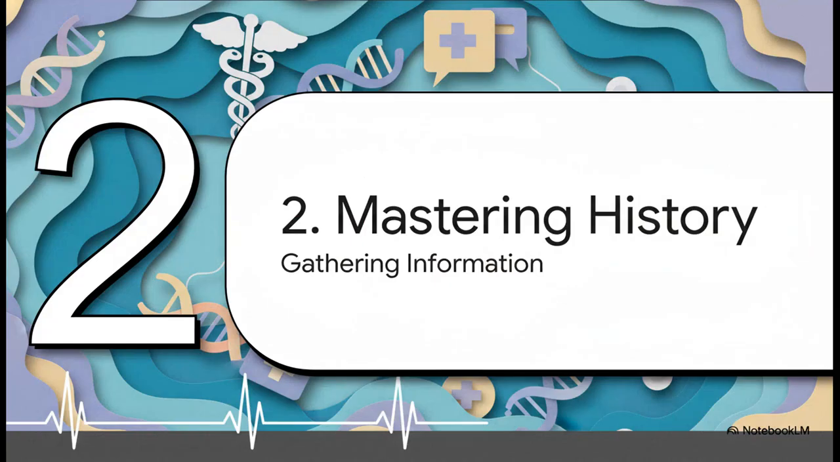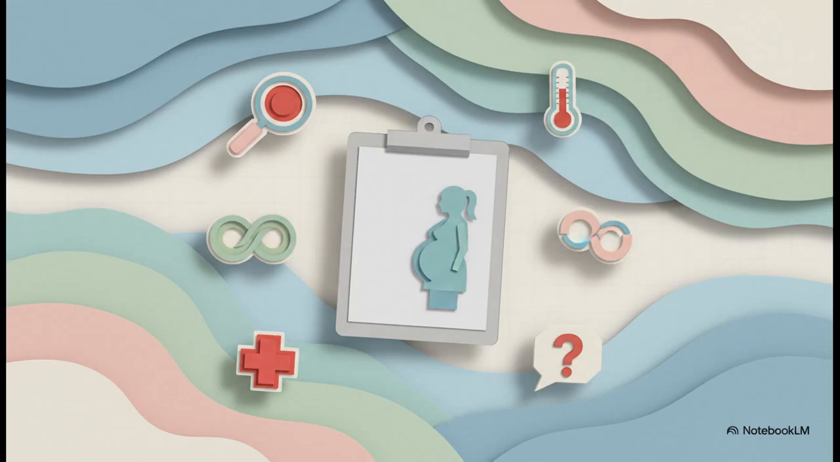Okay, let's move into section 2, mastering the focused history. Once you've created that safe space, it's time to gather all the key information you need. And the key words here are systematically and sensitively. Think of this as your mental checklist.